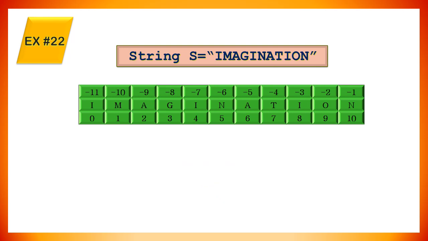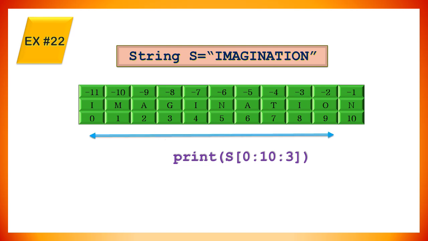Example number 22, S[0:10:3]. So starting index is 0, ending index is 10 minus 1, that is 9. Now the step value is 3. So 0 is the first index to be extracted, followed by 0 plus 3, the third index, to be extracted.